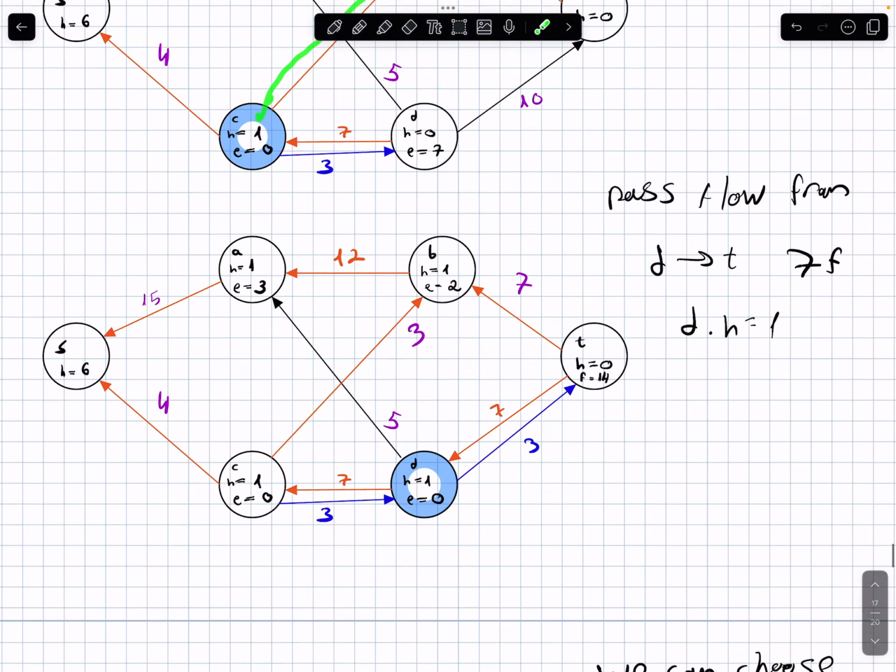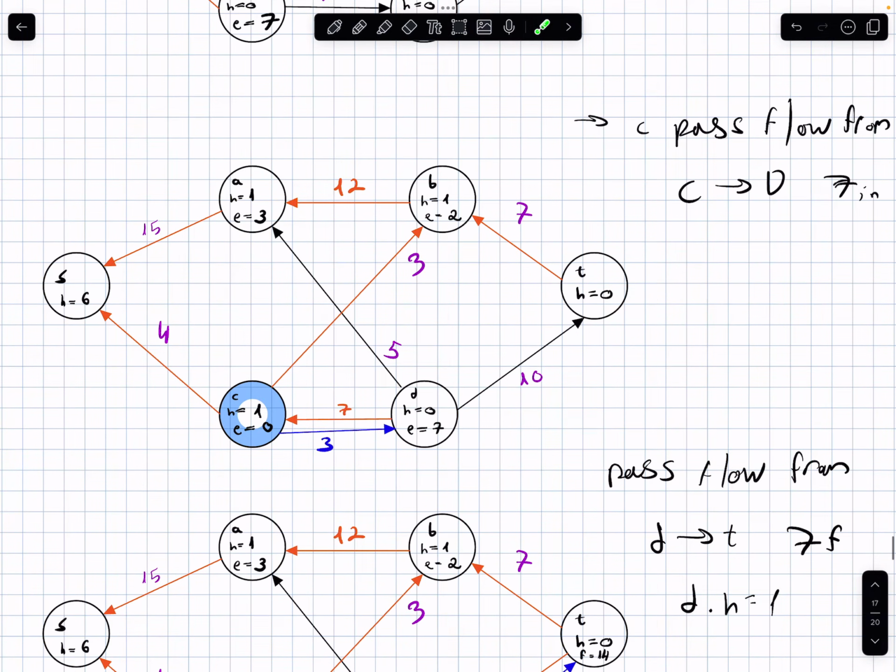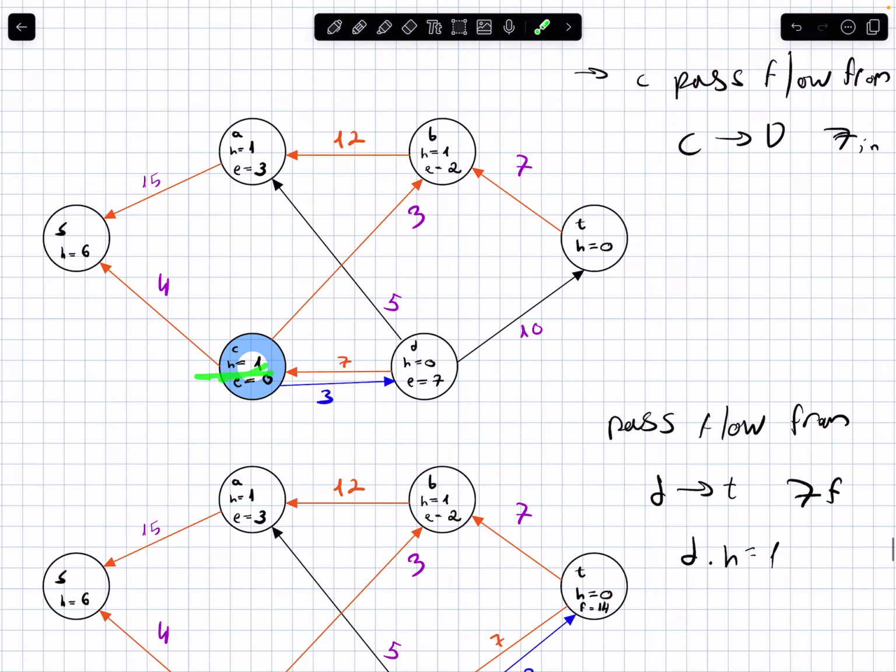So anyway, actually it's not quite accurate. We cannot push the flow because we have to choose the minimum between them to increase the height. So here the minimum between is h, which is 0, and h, which is 1. So we increase the height by 1 because this is the minimum. So it's h0 plus 1, which is h1. We increase the height and we push all the flow we can here.